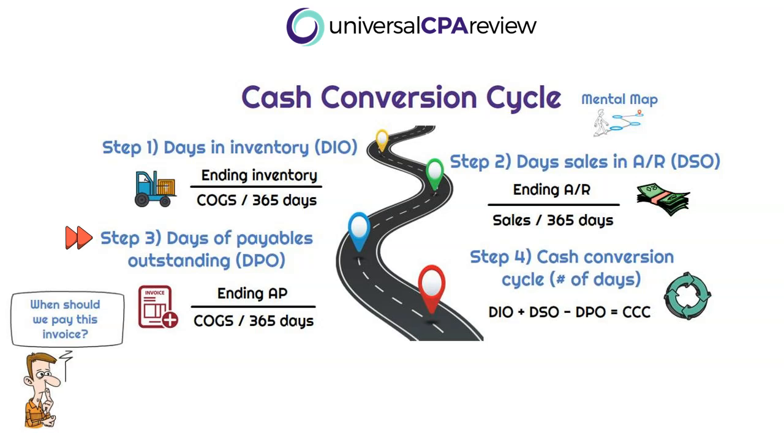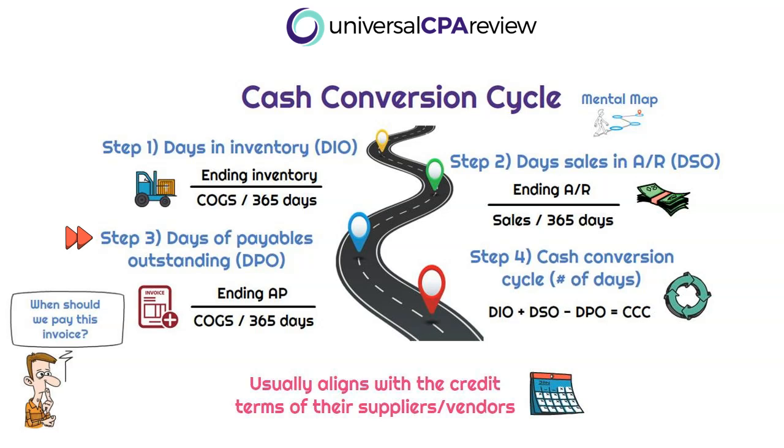Right? Because when a company purchases materials for inventory, well, there's an associated invoice that gets recorded in accounts payable. And the company, well, there's going to be credit terms that they have to abide by, but they may decide to wait 7 days to pay it, or they could wait up to 30 days.